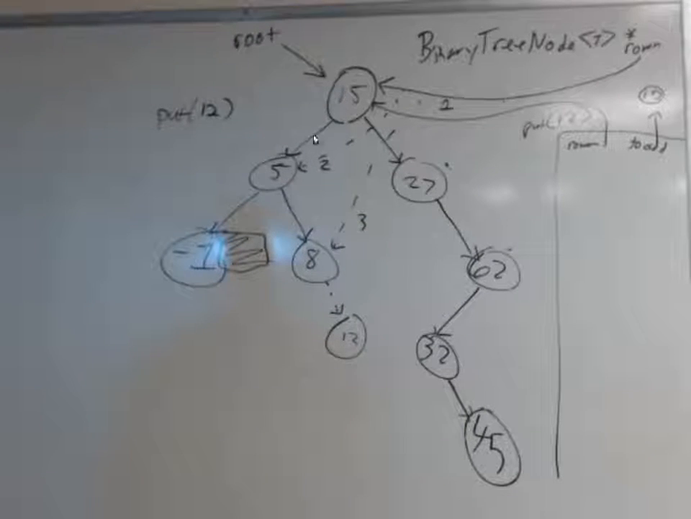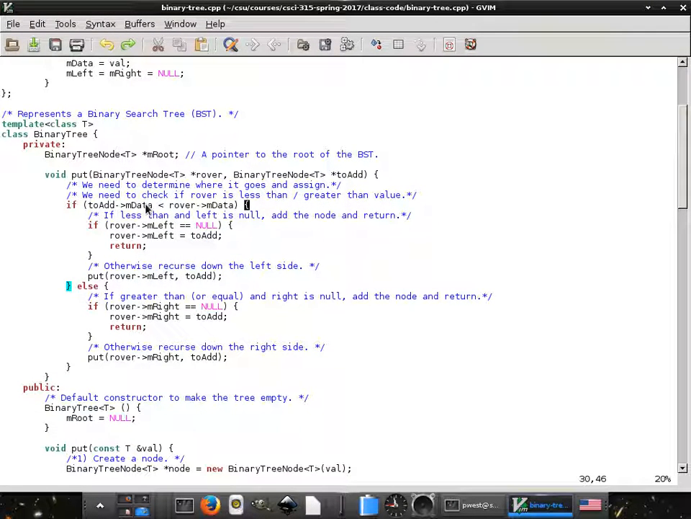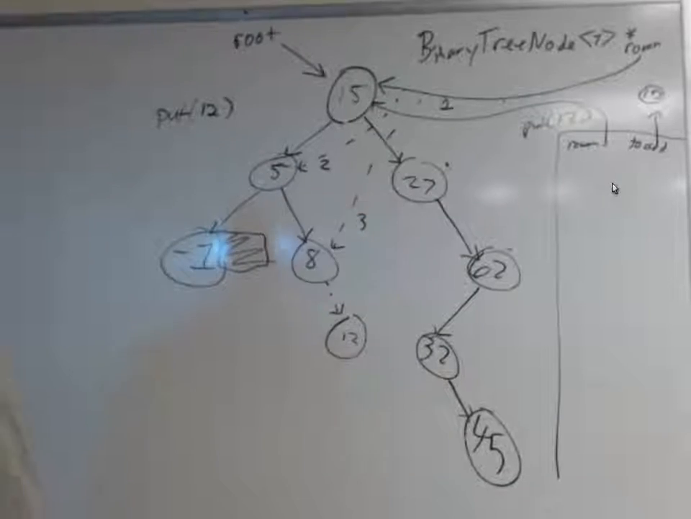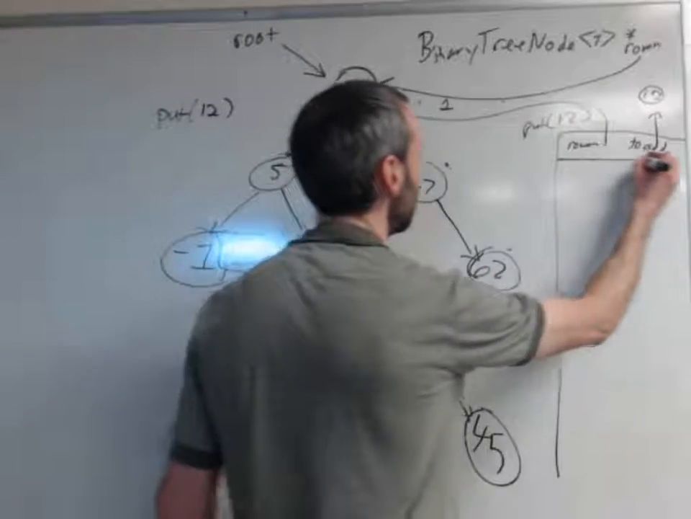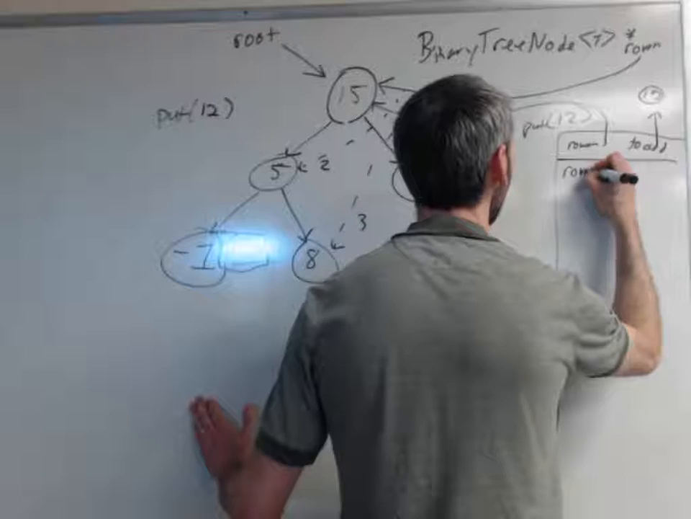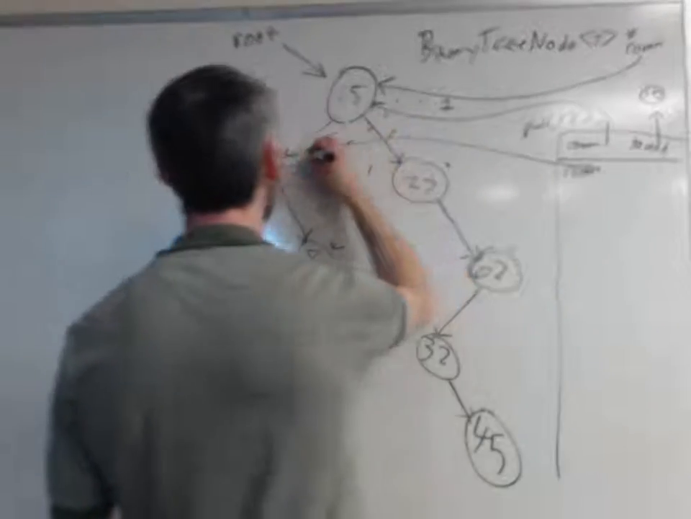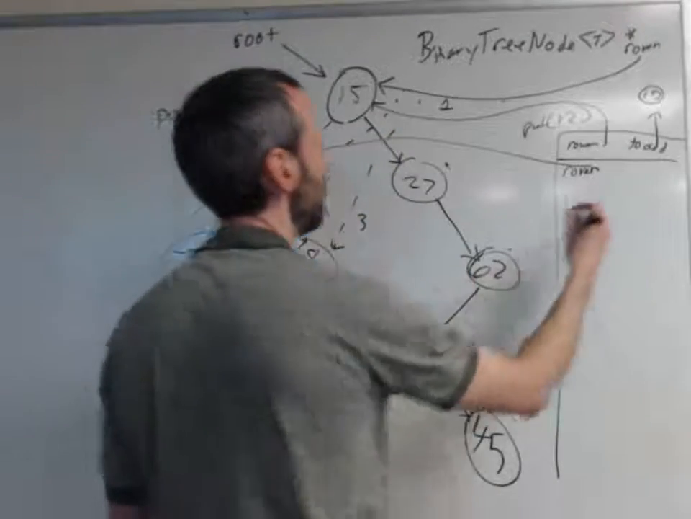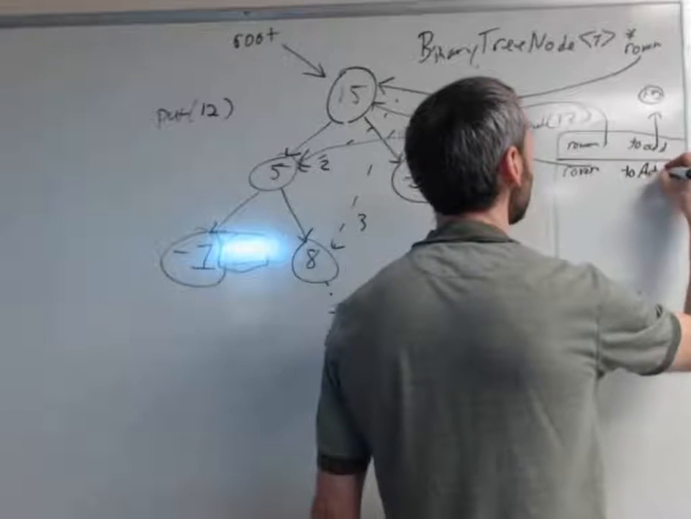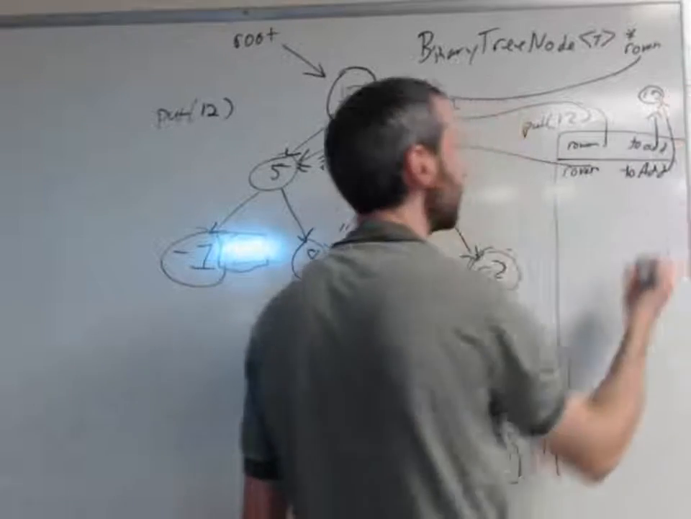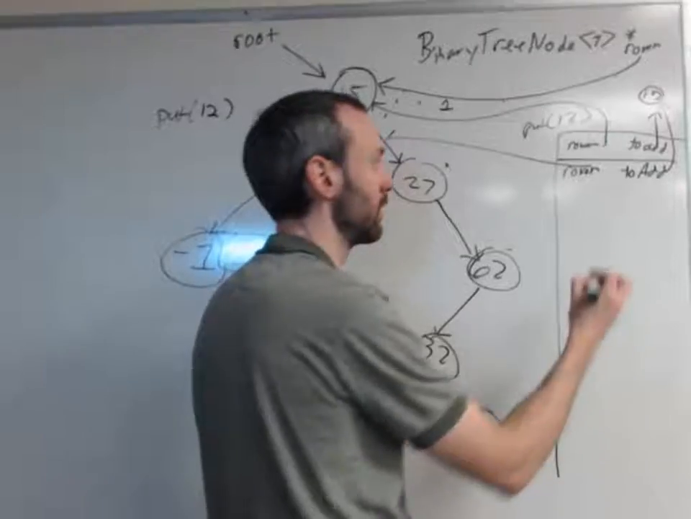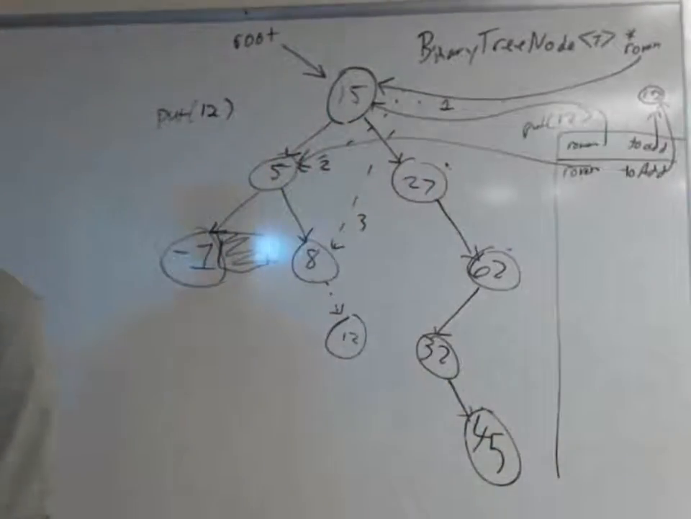The answer is yes. Is there a node to the left of 15? Yes, so 12 is less than 15. Is there a node less than 15? There's not, so it's going to recurse by calling put with rover's m left and to add. So now we're going to call the function again, but this time rover is going to point to this guy over here, and to add is still going to point to that new node. Okay? All right. So we're at that point.